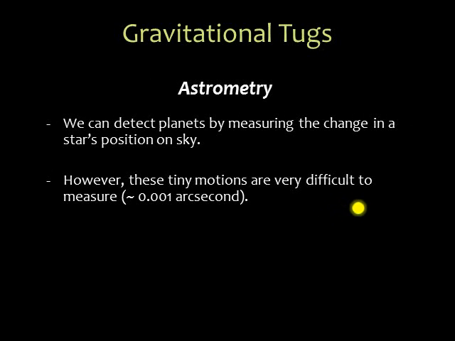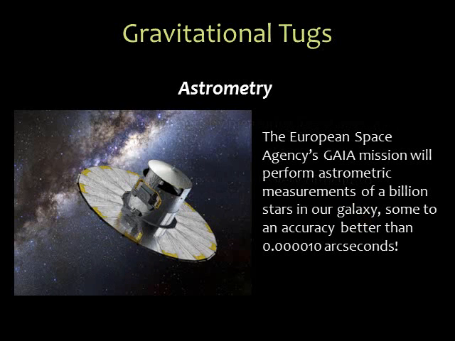Let's consider astrometry. This is not an easy measurement to make. For example, a Jupiter-sized planet orbiting 5 astronomical units from a Sun-like star would cause its star to move only about 0.003 of an arcsecond. This is approximately the width of a hair seen from 5 kilometers. Very tiny. But it's not undoable.